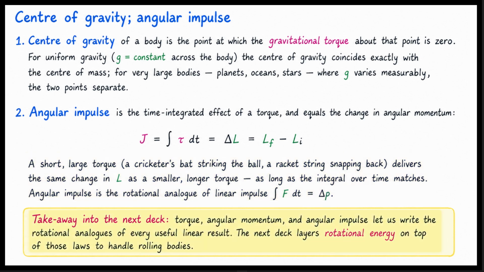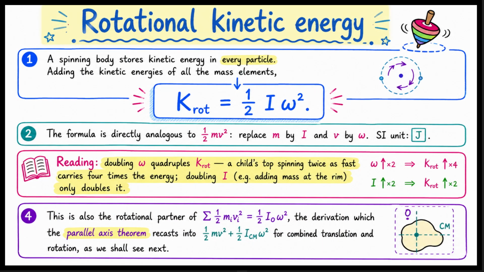Torque, angular momentum, and angular impulse let us write the rotational analogues of every useful linear result, and the next deck layers rotational energy on top of those laws to handle rolling bodies. A spinning body stores kinetic energy in every particle. Adding the kinetic energies of all the mass elements gives the rotational kinetic energy K rot equals 1/2 I omega squared. The formula is directly analogous to 1/2 mv squared. Replace m by I and v by omega.